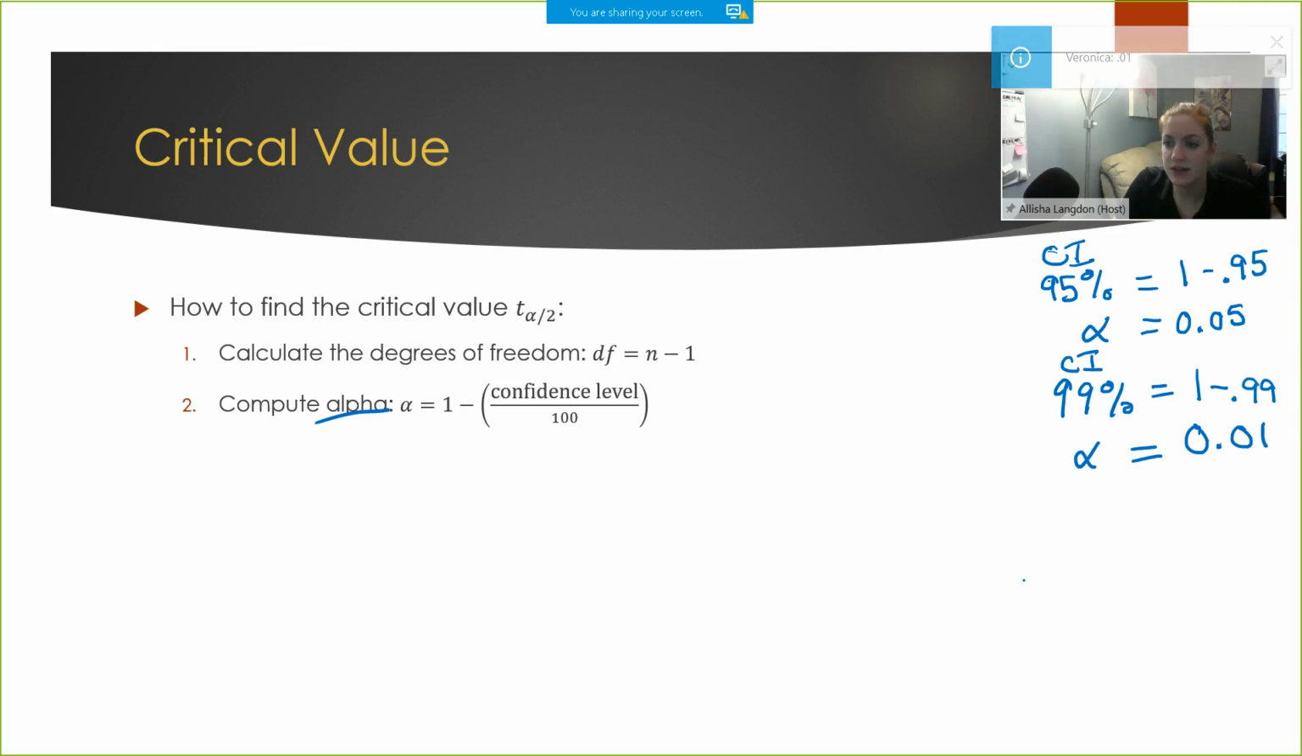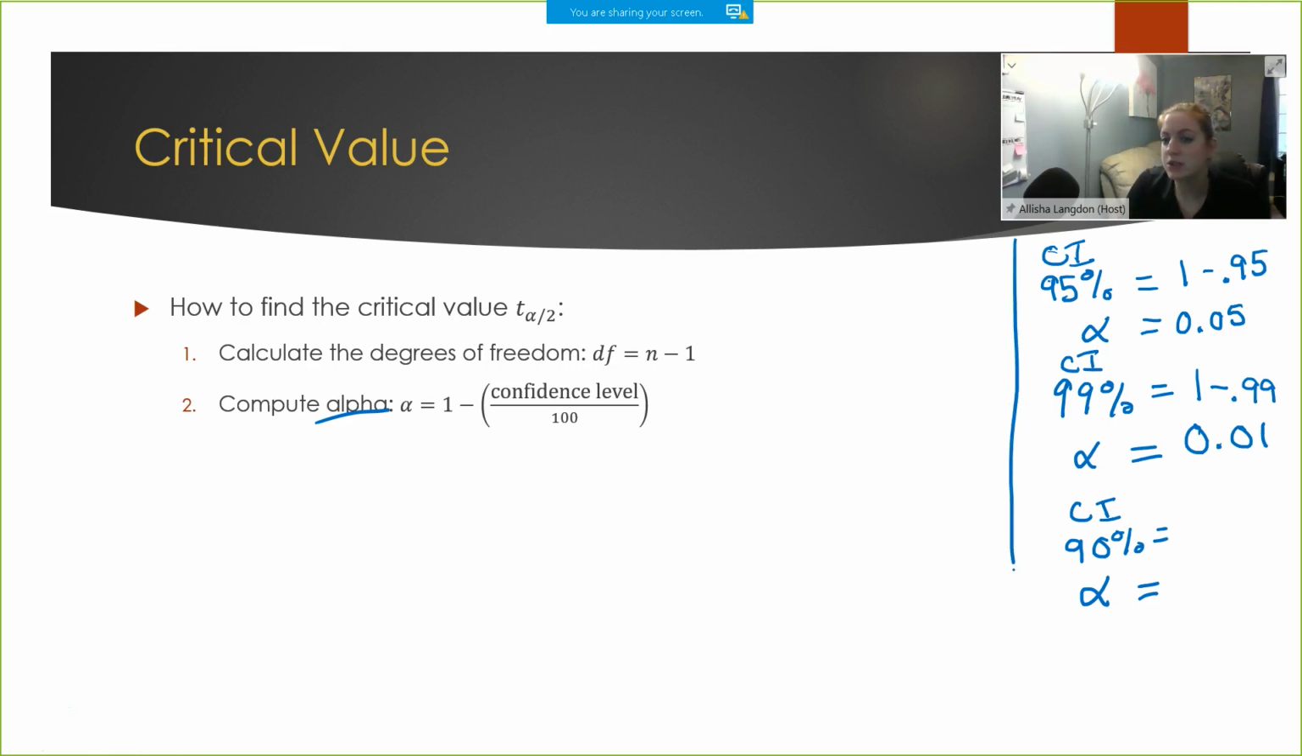Yes, very good. Awesome. And one last one that I do want to do is a 90% confidence interval. Does anyone think they know what the alpha is for a 90% confidence interval? The nice thing is once you do this, you do not have to repeat it. You'll have that as a little go-to. Good, yes. 1 minus 0.90, which is 0.10 or 0.1, whatever you want to do it as.